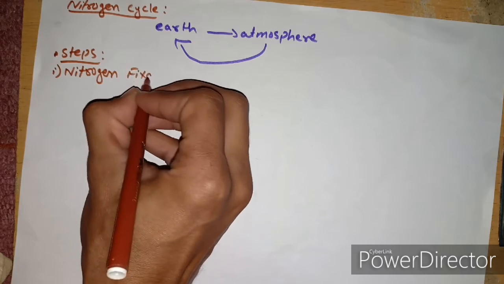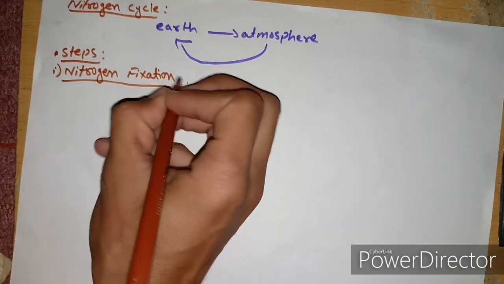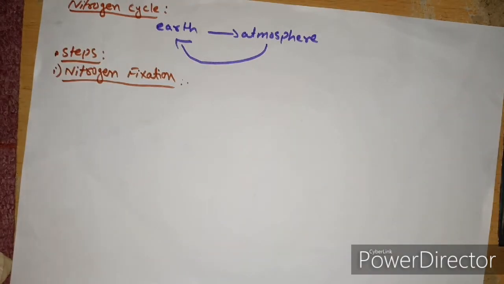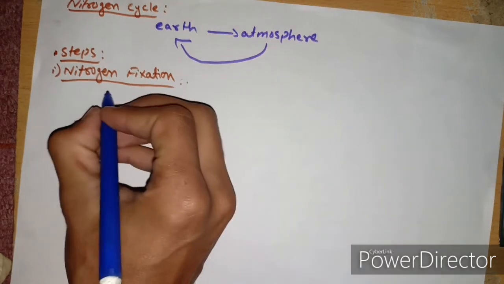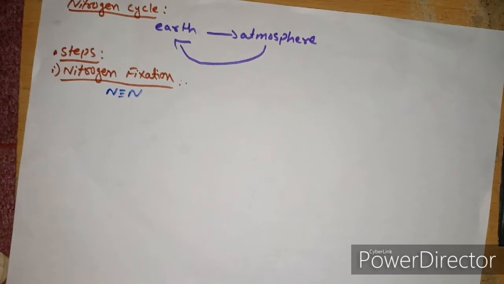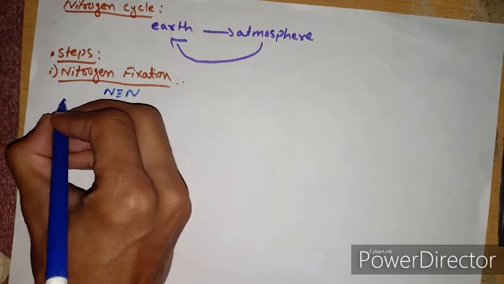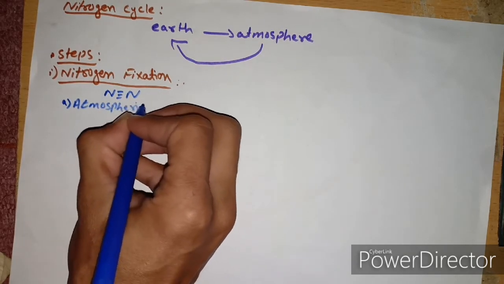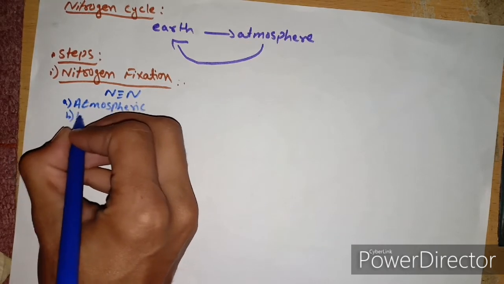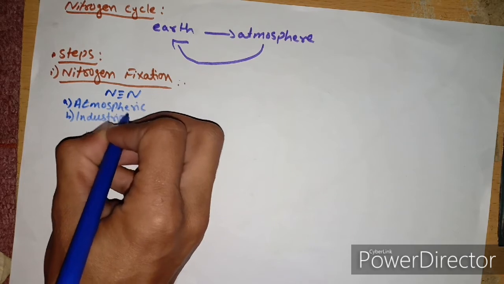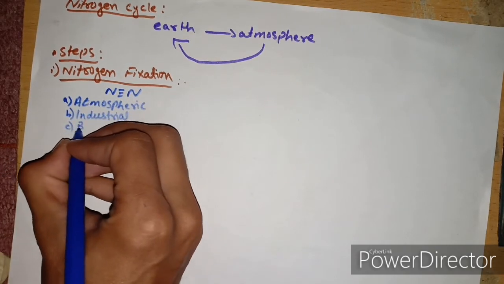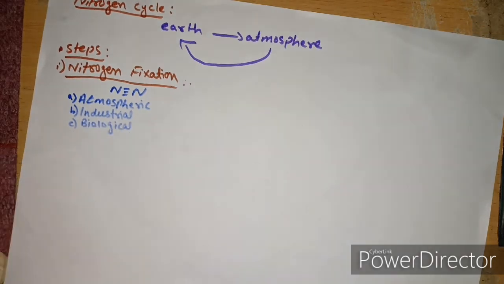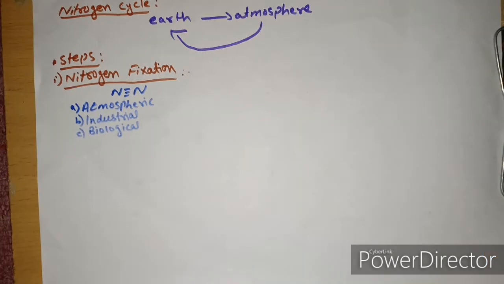Nitrogen fixation. As we know, nitrogen is composed of 2 nitrogen atoms which are linked with 3 covalent bonds, which means nitrogen is very unreactive, so a large amount of energy is required to break the bond. So nitrogen can be fixed in 3 ways. First one is atmospheric fixation, which is fixation in atmosphere. Second one is industrial fixation, and third one is biological fixation. We discuss only biological fixation.